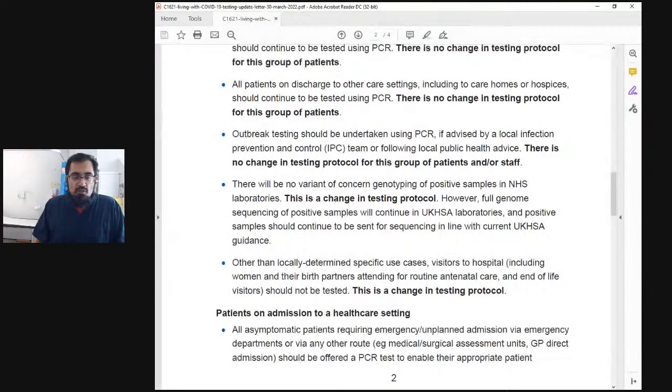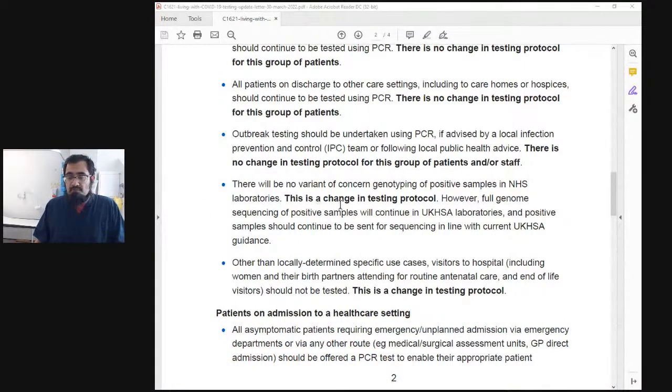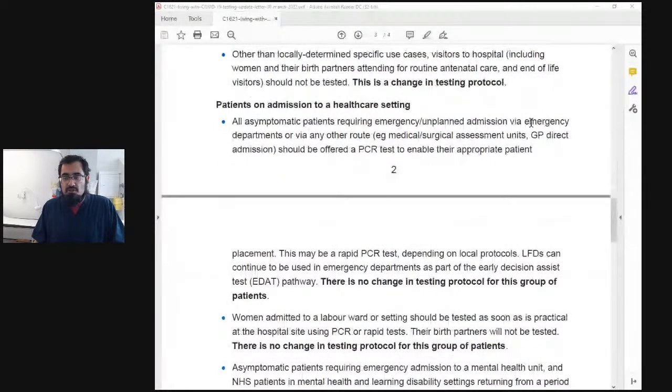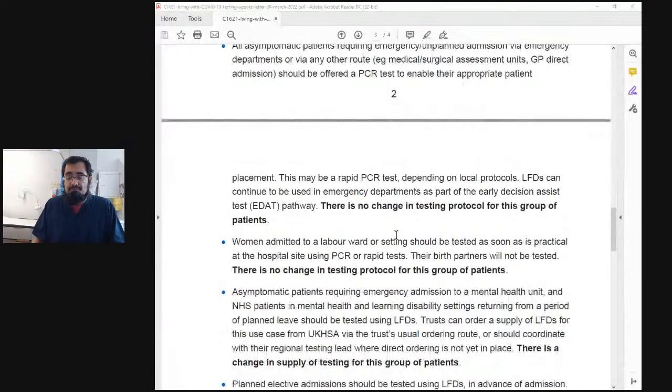And then finally, we're going to be talking about when patients are admitted to hospital. So this is an interesting change that is going to happen. All asymptomatic patients requiring emergency unplanned admissions via emergency departments should be offered a PCR test to make sure that they get the right placement. This could be a rapid test like they currently do in some hospitals. The 30-minute rapid PCR test is held, but they can continue to also use LFD tests in emergency departments if they need an answer there and then. So basically no changes in current process in that situation.